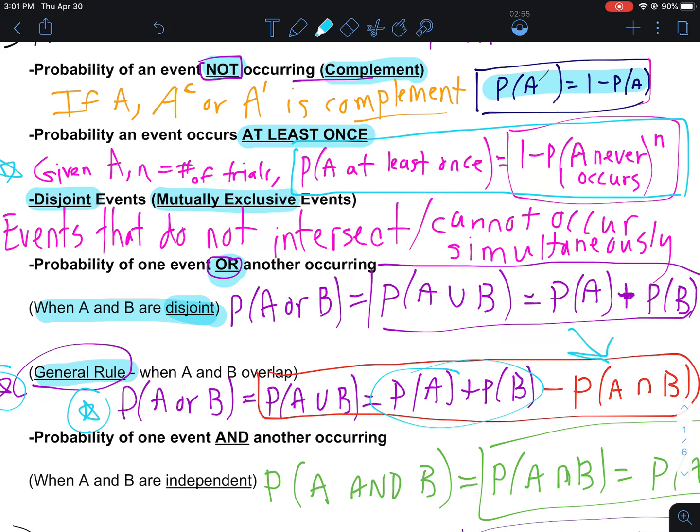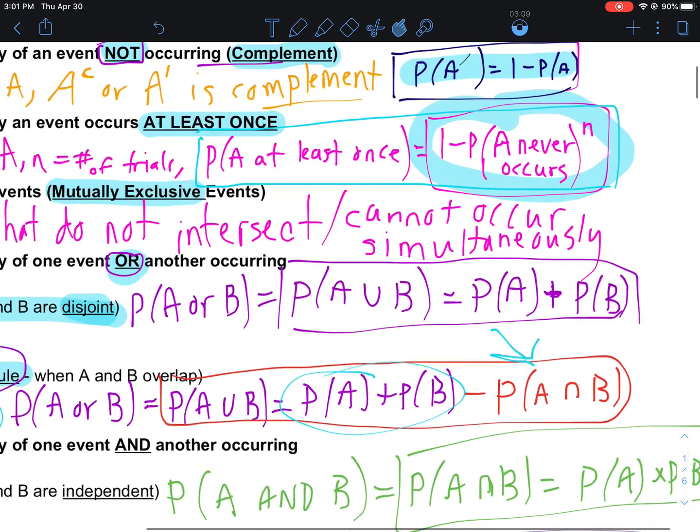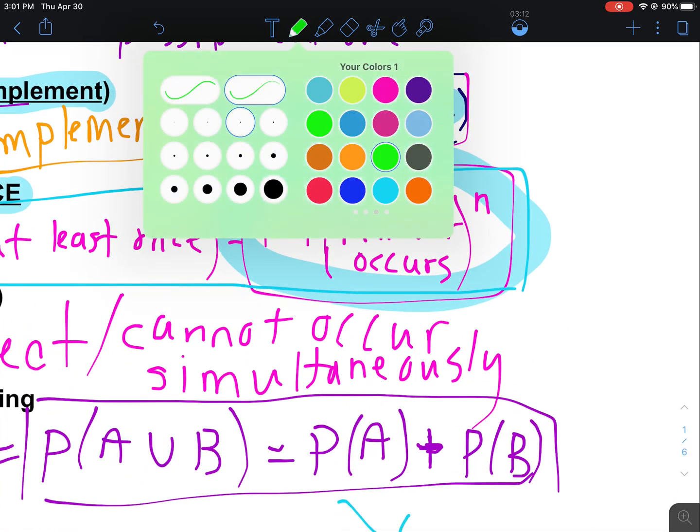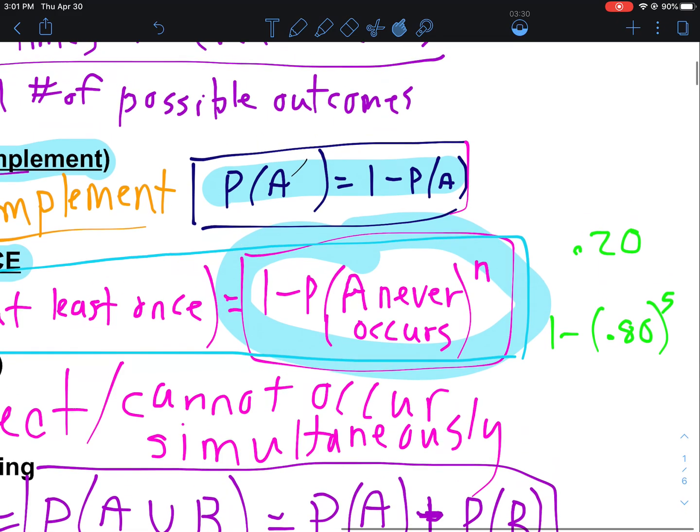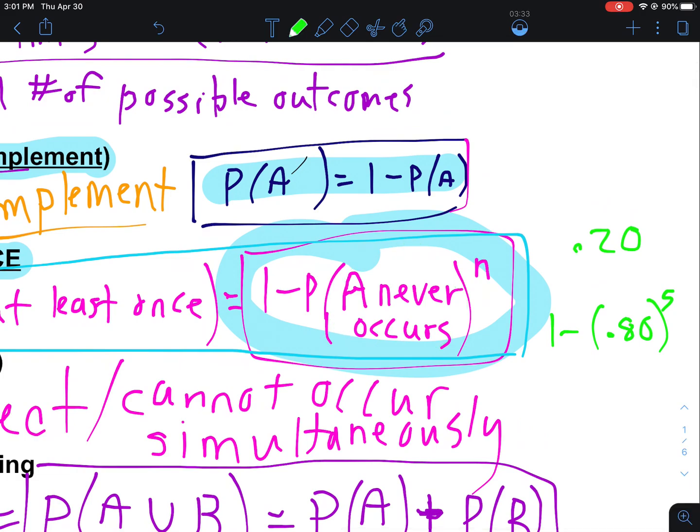How you'd actually answer that, the formula for that, the probability of something happening at least once is 1 minus the probability something never occurs raised to the n power, where n is the number of trials. So again, if we think of that traffic light example, if a light is green 20% of the time, and I say, what's the probability it's green at least once? You'd write 1 minus the probability it's never green, which is 0.8, raised to the 5th. So it's sort of like a complement, but with a little bit of a twist regarding what you put in the parentheses here, as well as having an exponent.